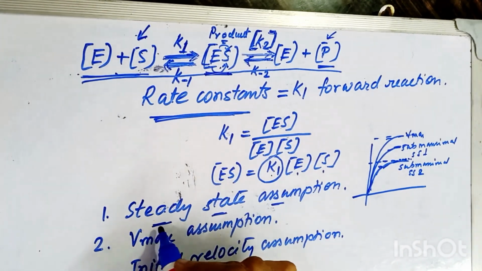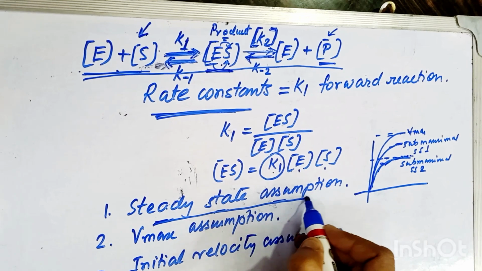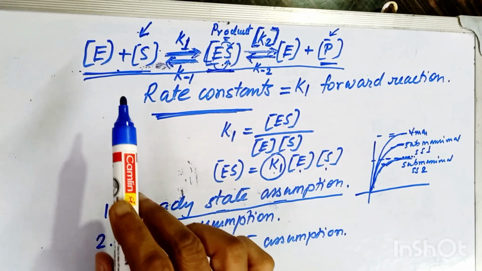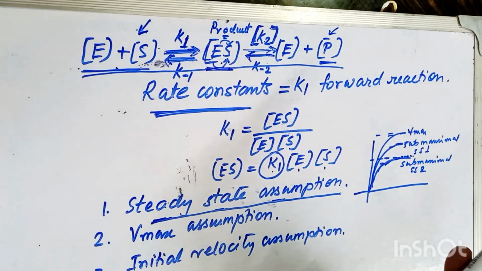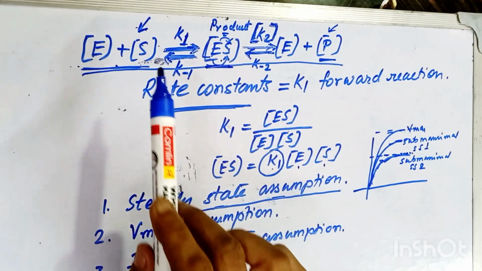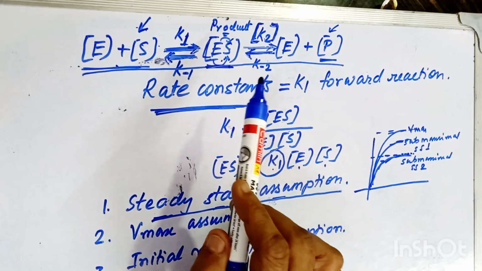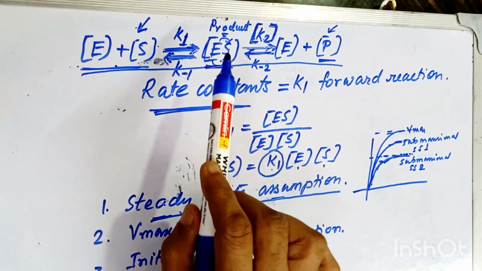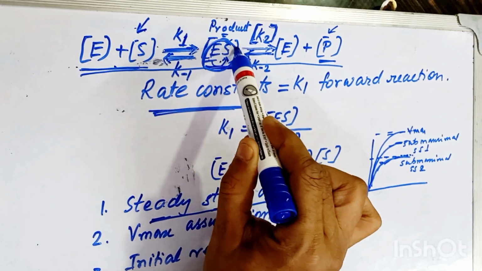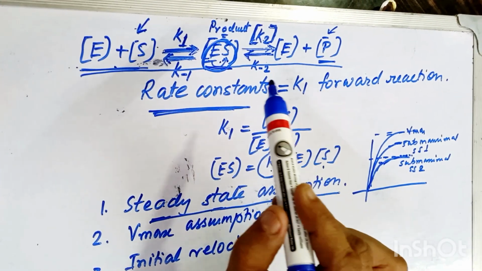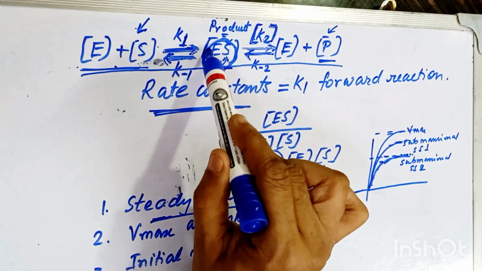So this is the steady state assumption, where we assume that in a reaction, after a certain point of time, it will go into a steady state where both the forward reactions and the backward reactions balance, and the molar concentration of ES will remain constant over time.